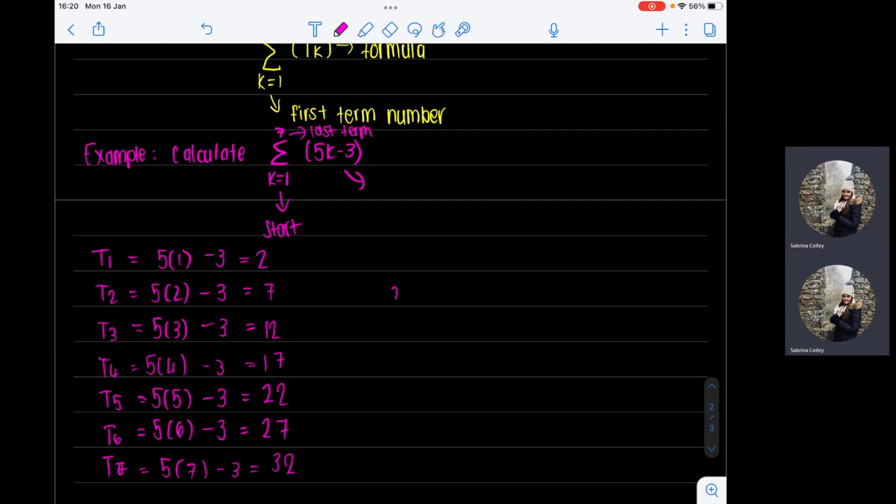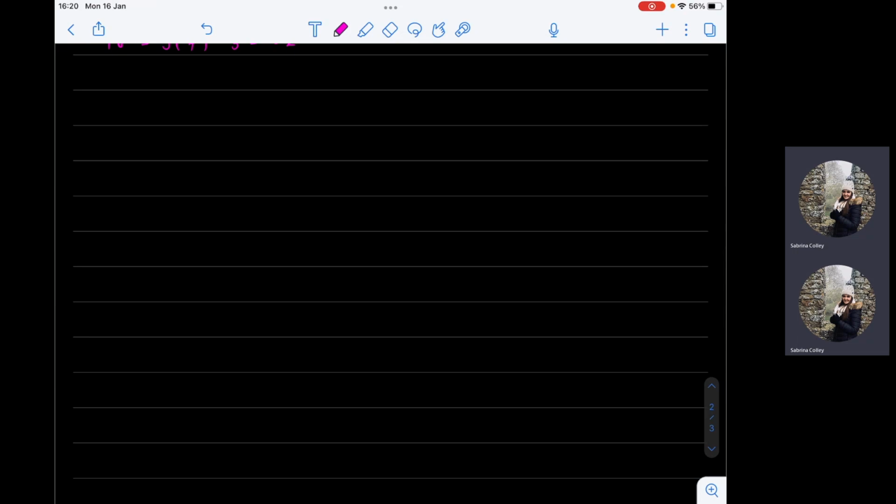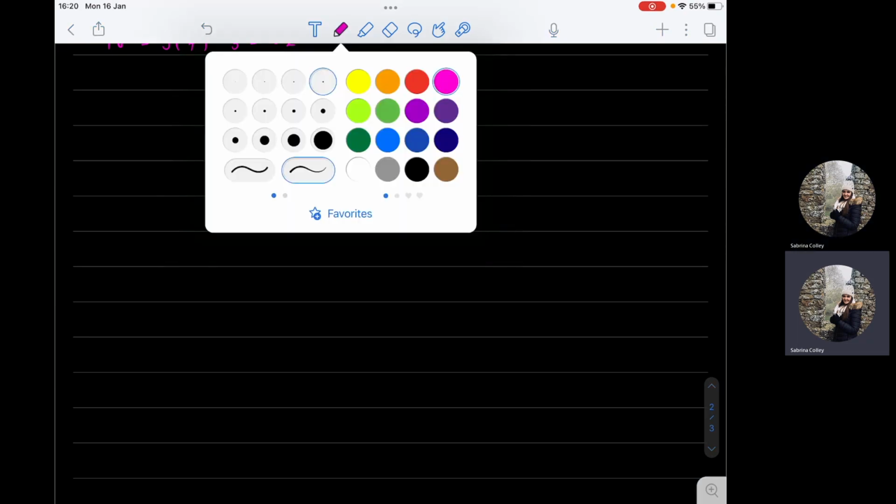And then you would add all of them together, because remember, sigma is telling us they want that series, the summing of all those terms. So we'd add those all together and we would get 119. All right, let's see another one. I won't do the example, but I'll just explain what they're asking.